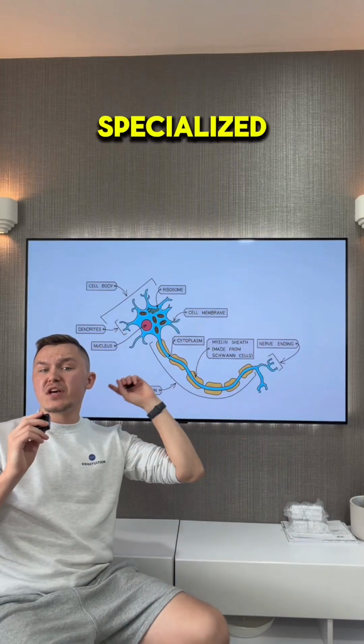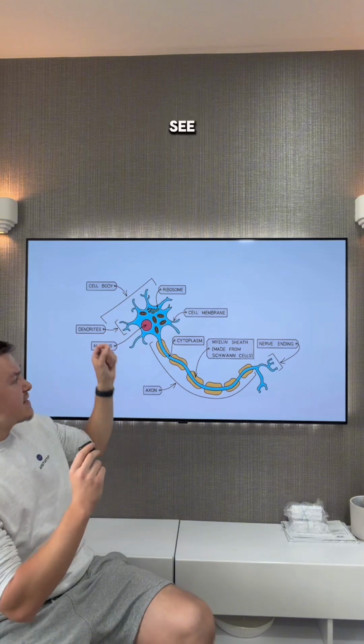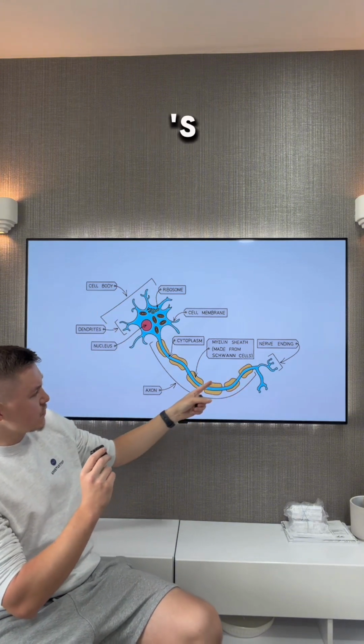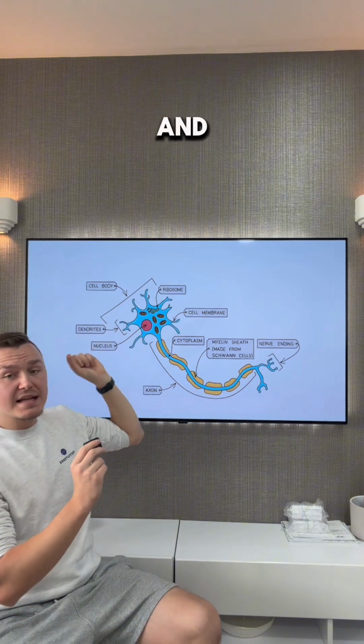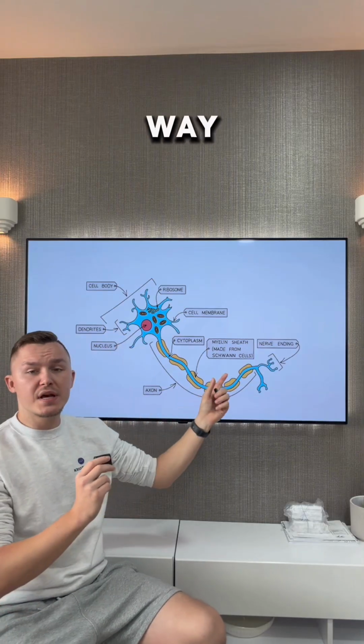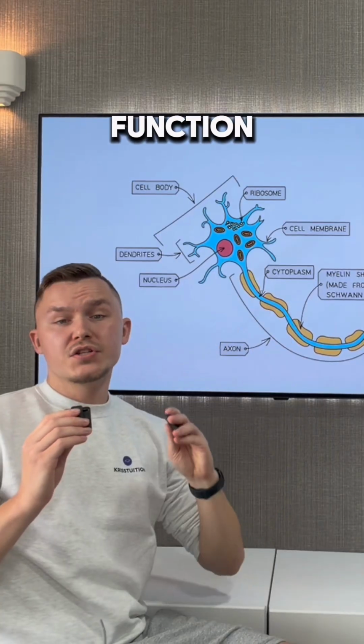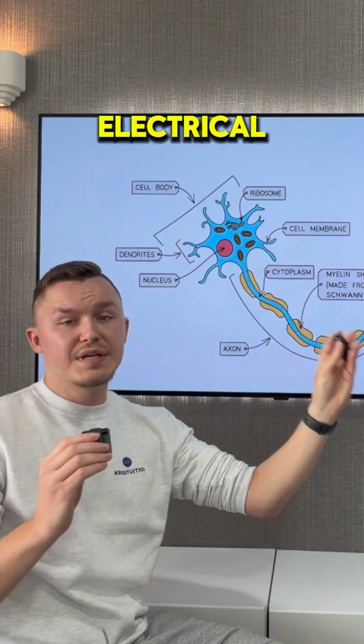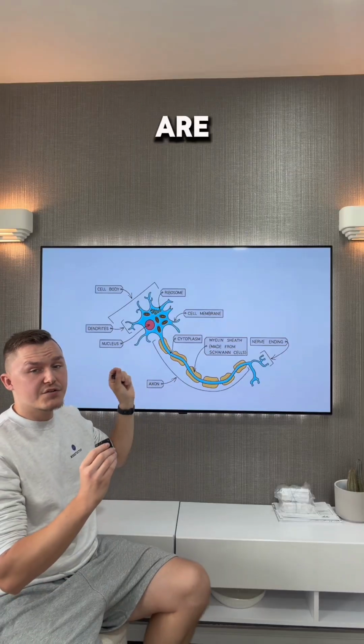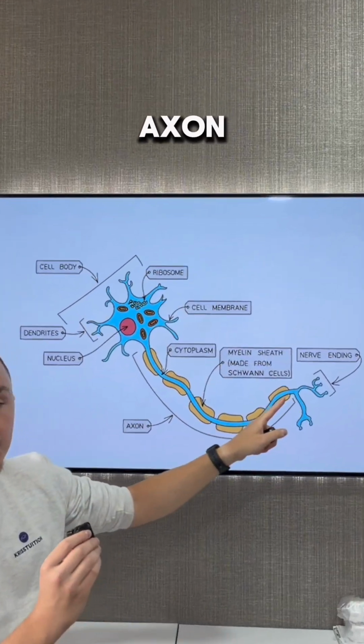Moving on to specialized cells, and this one is a nerve cell, and you can see that it's very elongated, the axon's super long, so that it can reach and send information from the brain all the way to the different parts of your body. Now, the function of nerve cells is to conduct electrical impulses around the body, and the way that they are adapted to do this is this long axon that we just mentioned.